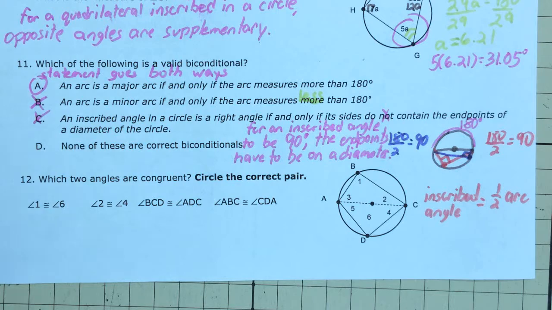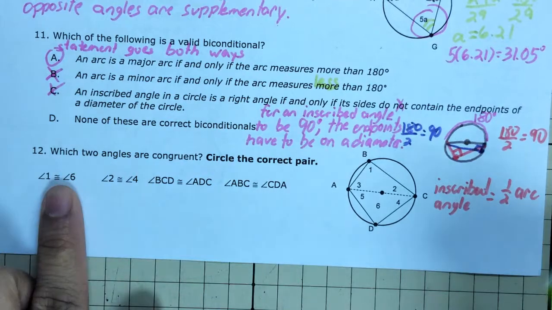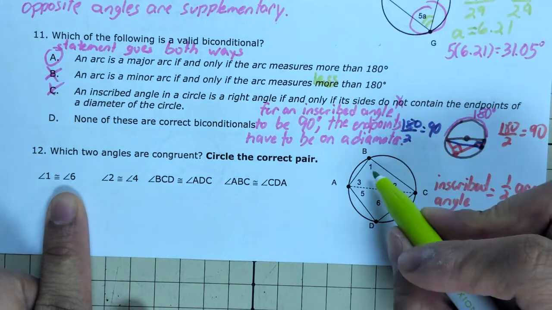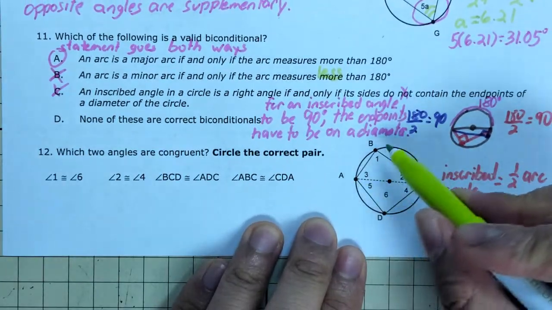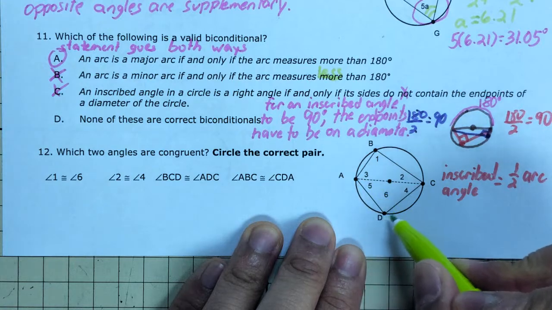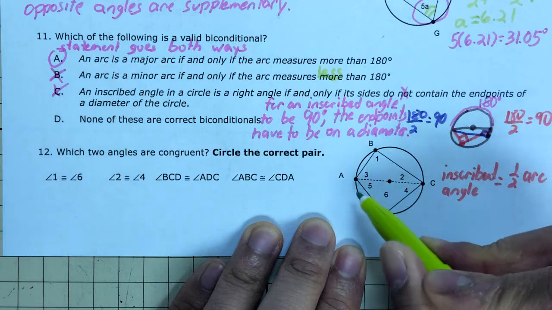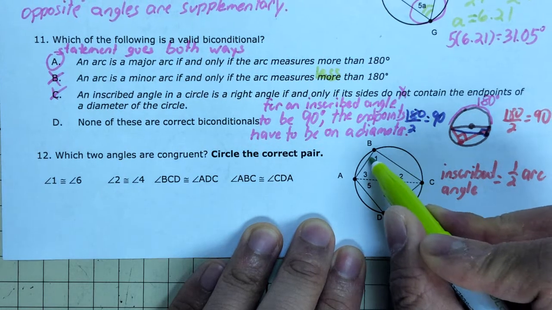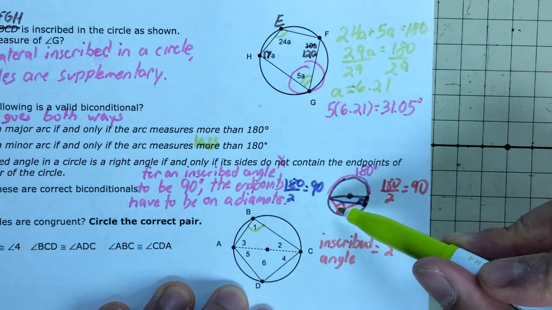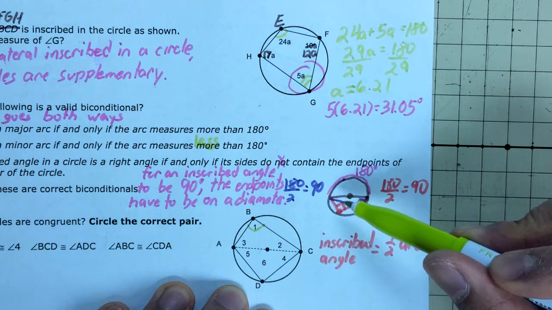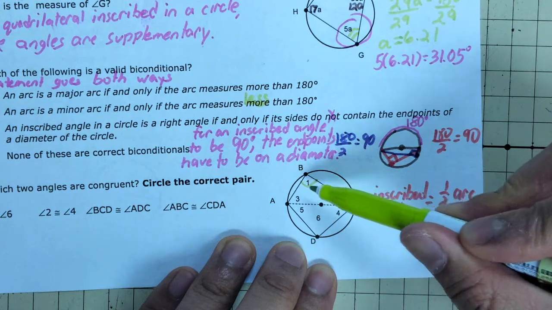That leads us into number 12. Which of these two angles are congruent? 1 with 6. Angle 1's right here, angle 6 is down here. Notice, angle 1 has this intercepted arc. It's a semicircle. Because my arc is a semicircle, that means this is a right angle. For reasons we've shown here, if your arc is a semicircle, that creates a right angle for the inscribed angle.